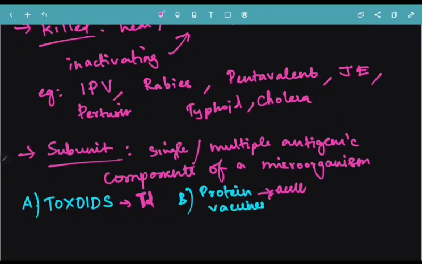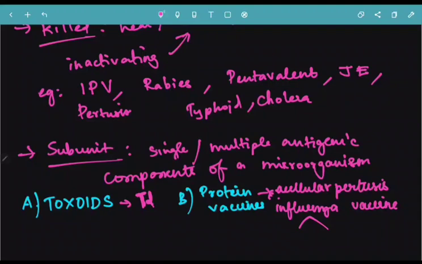So the best examples would be acellular pertussis, which is prepared from the bacterium pertussis, and the influenza vaccine, which is prepared from two proteins. What are the two proteins? Hemagglutinin as well as neuraminidase.